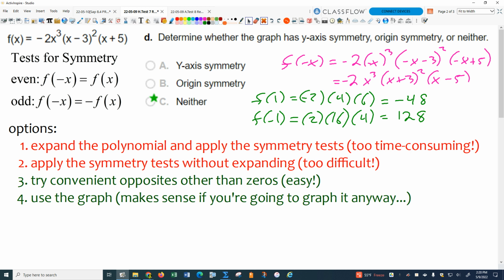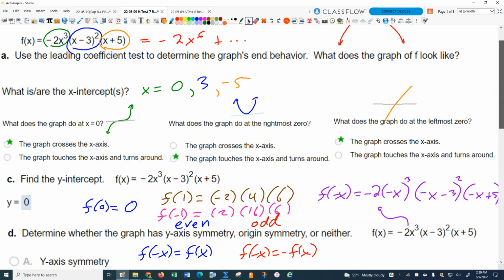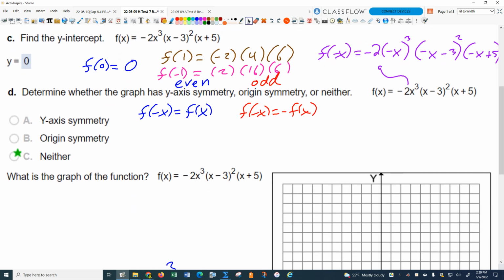So we could graph it and see what happens. Now, that would only make sense if you were graphing it for some other reason, because that's probably a lot of work. But in this problem, what do you know? If we look down to the next part, they want to know what the graph of the function looks like. So we could just use the graph to determine the symmetry also, right? Okay, so let's do the last part then.